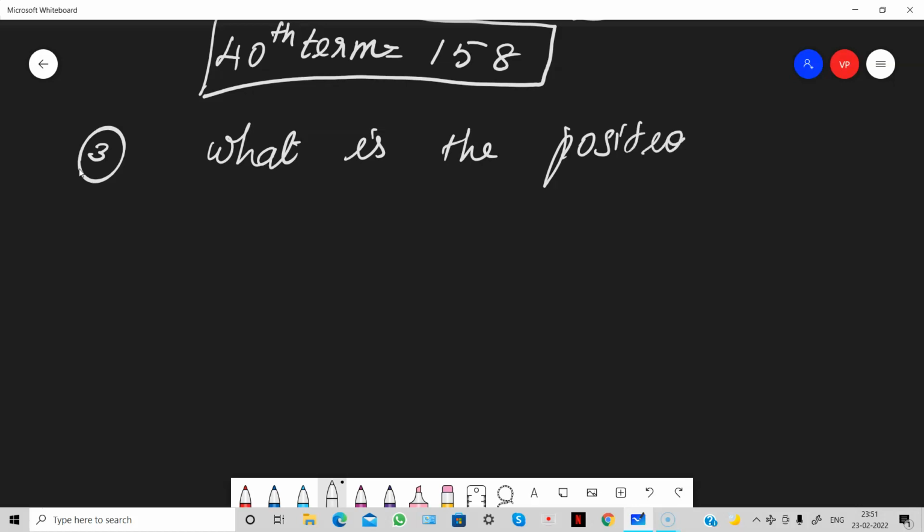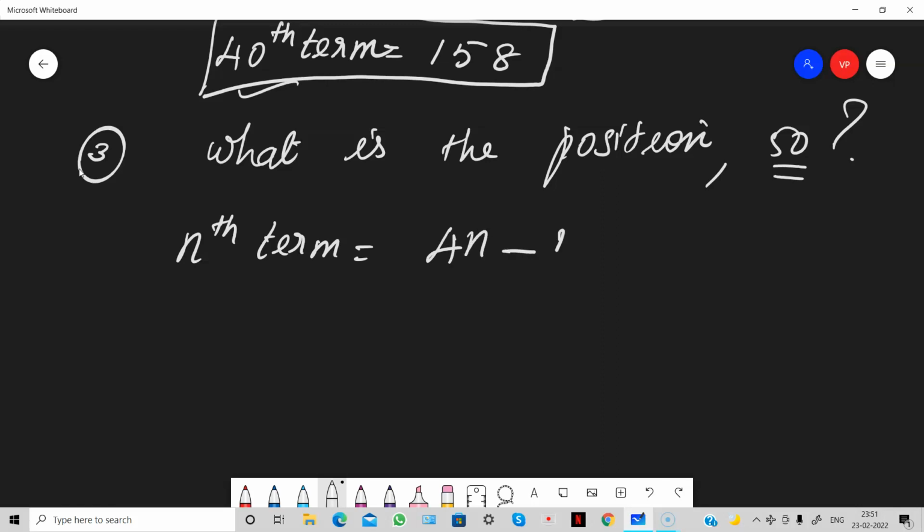Okay. How do you find the position? Look at the last problem, right? They wanted to find the 40th term. So they gave the position, but here this is a term, and they want the position of the 50. We should not write this. What is the position of 50, right? So I said, what is the nth term? It is 4n minus 1.